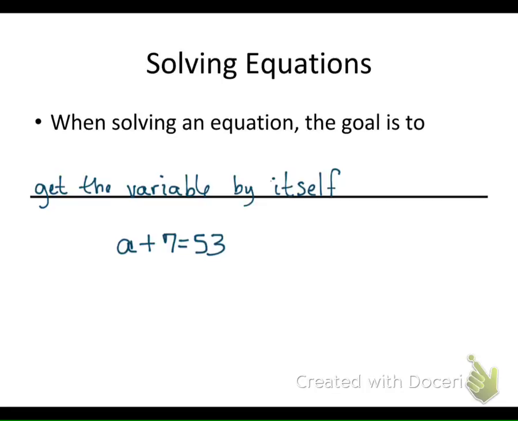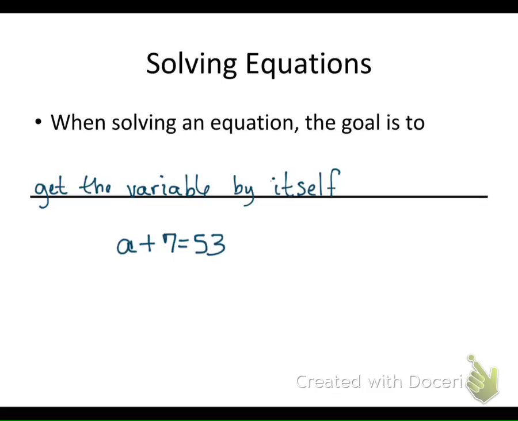So on that second yellow line, get the variable by itself. We have 2 rules right now. The first rule is whatever you do to one side of the equation, you must do to the other side. The second rule is we're going to get the variable by itself.